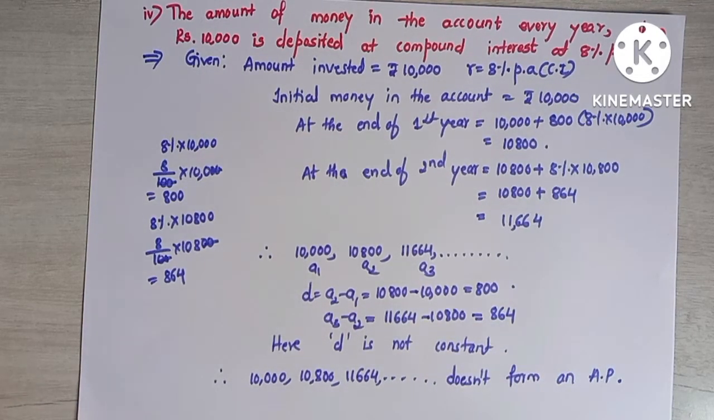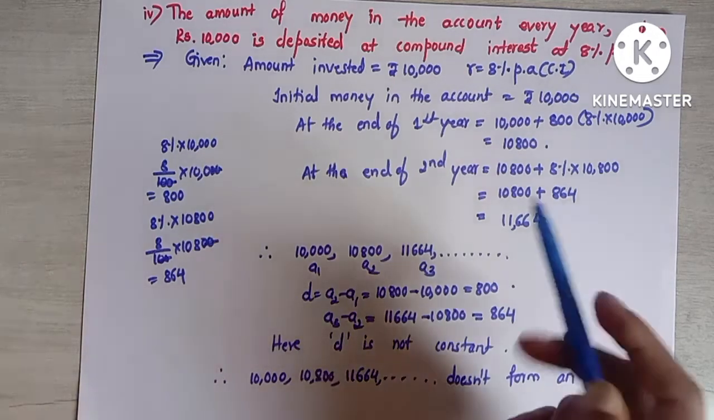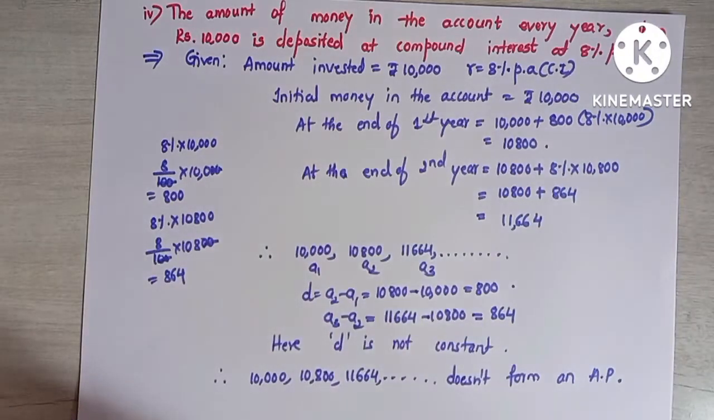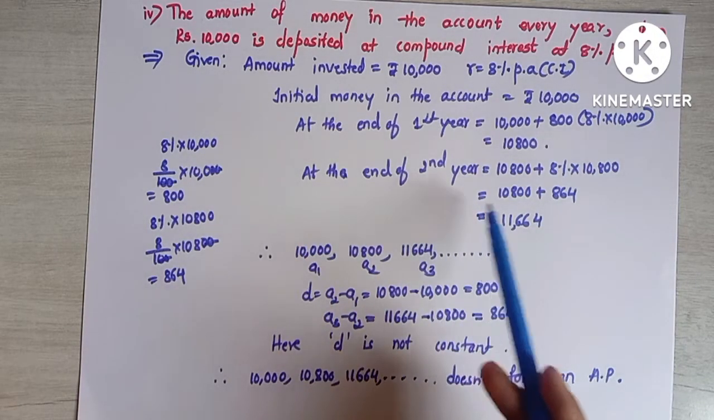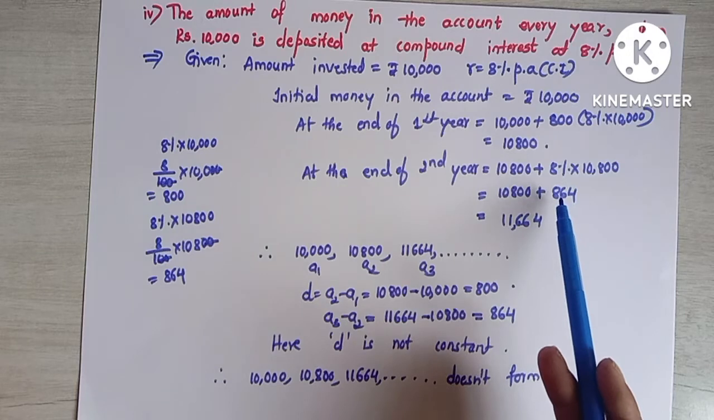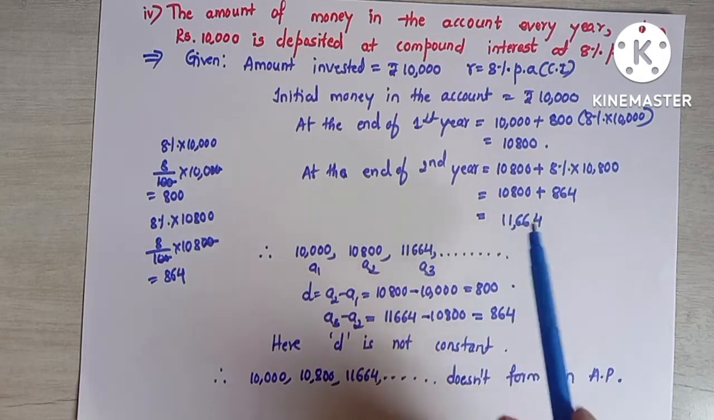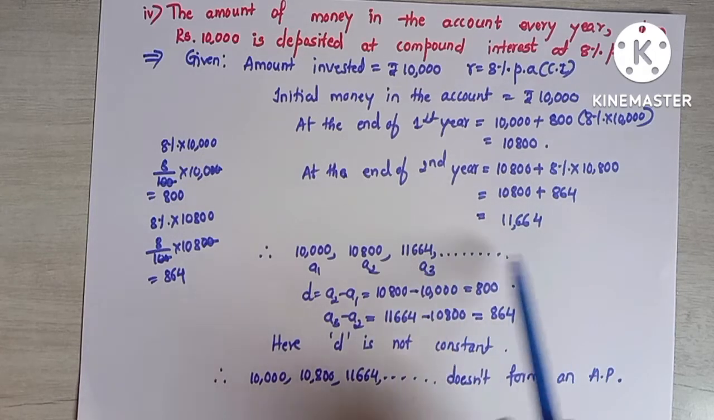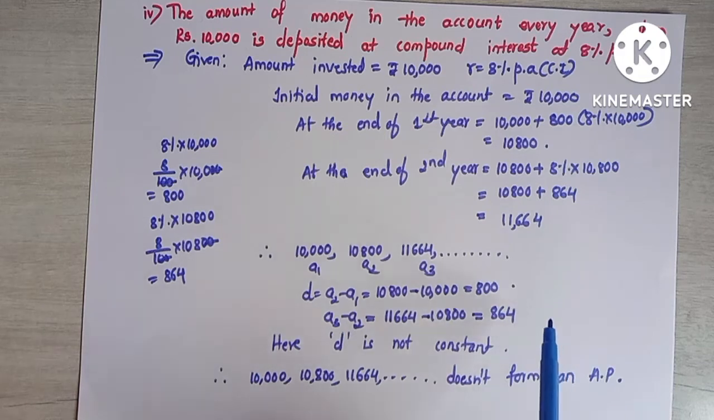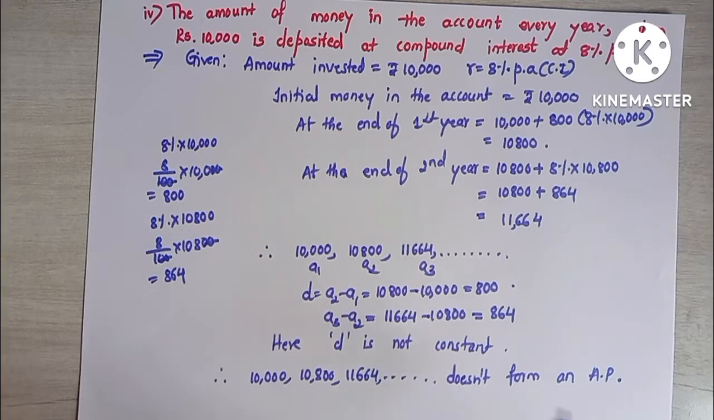Okay. So first we have calculated the compound interest on the principal amount, that was 10,800. At the end of the second year, the compound interest is 864. Therefore, the total amount in the account is 11,664. So after this, we have to calculate D. If the D value is constant, then it forms an AP. If D's value is not constant, then it does not form an AP.